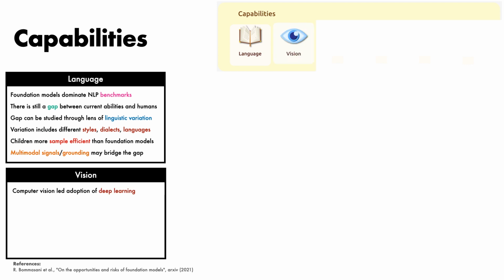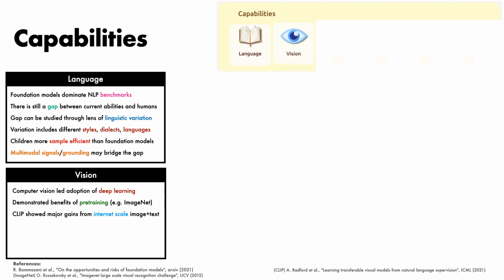The field of computer vision was an early leader in pioneering the adoption of deep learning. Perhaps most notably, experiments in computer vision demonstrated the effectiveness of pre-training on large-scale annotated datasets such as ImageNet, and then transferring the learned features to downstream scenarios. More recently, foundation models like CLIP have shown major gains from internet-scale pre-training on hundreds of millions of images paired with alt text to enable zero-shot transfer for many tasks.